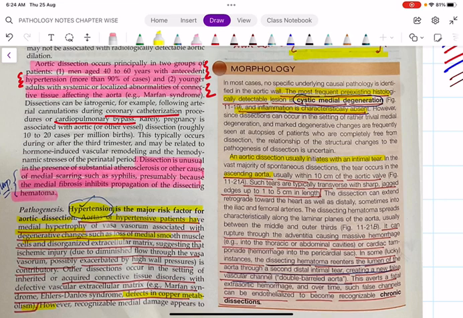Fine. The tears will be transverse, with sharp edges, around 1 to 5 centimeters in length. There is no need to remember the length of all this. Just remember, the ascending aorta is involved. The tears will usually be transverse with sharp edges.